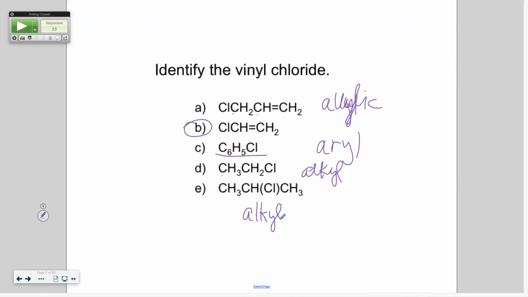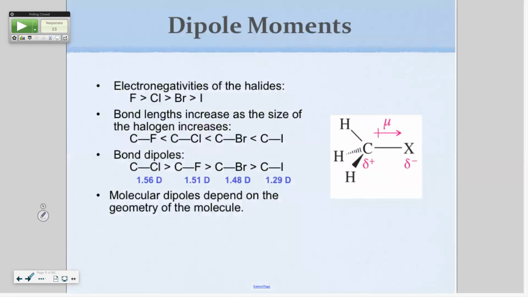It's okay to have two in a row. Just different groups. Okay? All right.